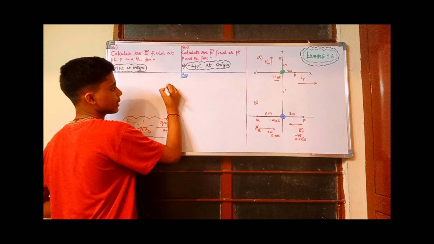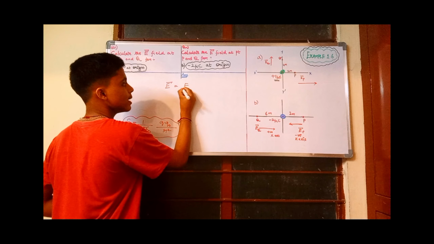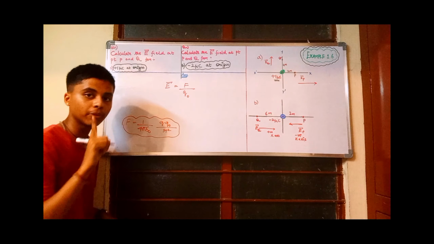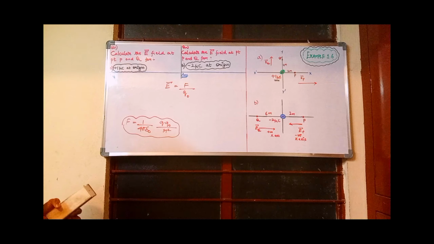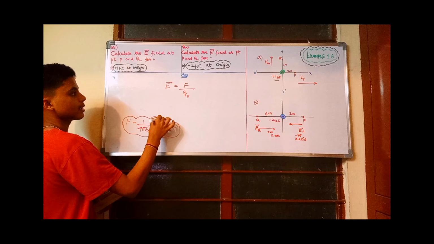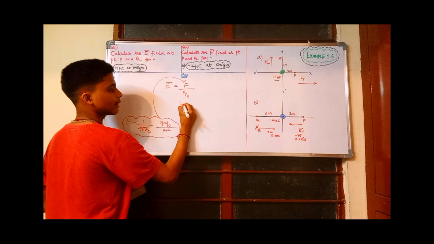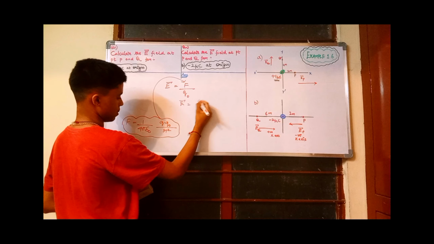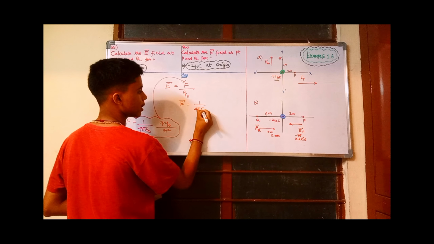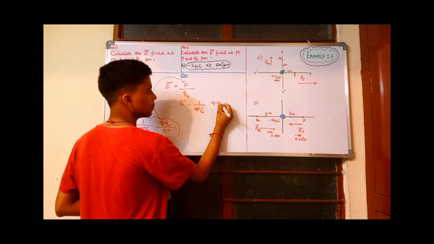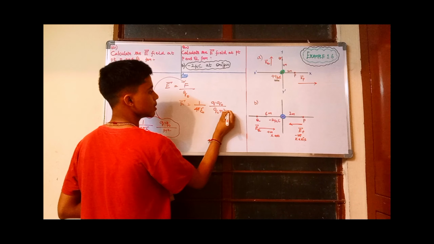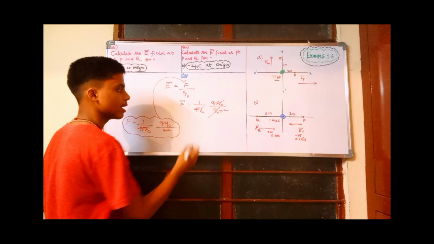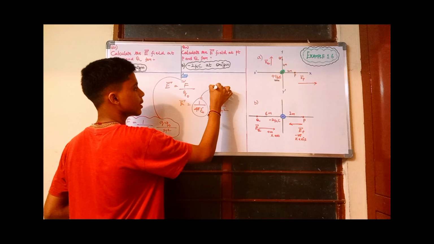Electric field is defined as the force experienced by a unit positive charge. In the place of this F, I'm going to substitute this. So electric field is equal to 1 by 4 pi epsilon naught Q into Q0 by Q0 R square. This Q0 will get cancelled, and I know 1 by 4 pi epsilon naught as K.